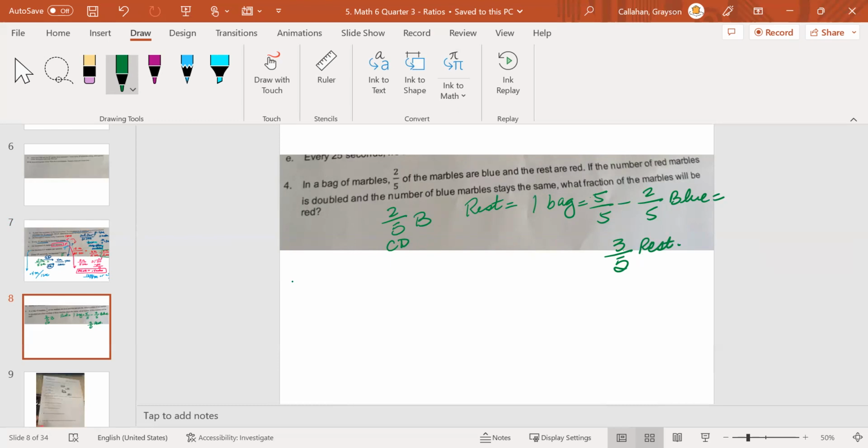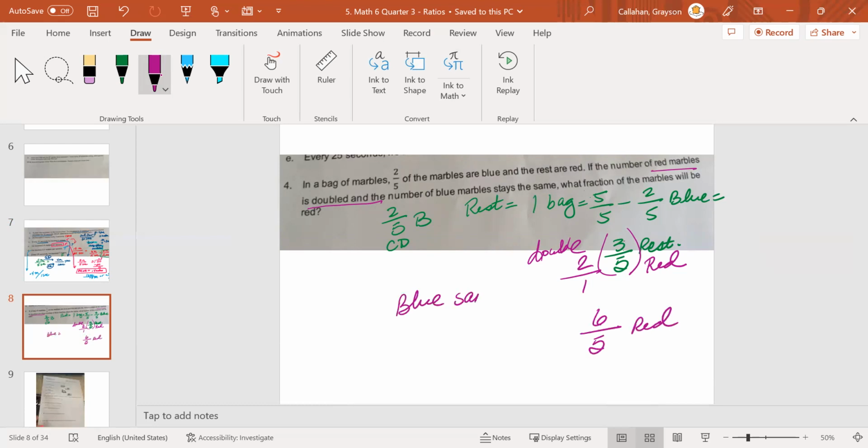If the number of red marbles is doubled and the number of blue marbles stays the same, what fraction of marbles will be red? So, oh, the rest are red. So the rest right here, these are red, okay? So if the number of red marbles is doubled, so if I double this, double means times by 2, right? It's 2 over 1. 2 times 3 is 6. 1 times 5 is 5. This is red. Blue is the same. So that's 2/5 are blue. This is your answer right here.